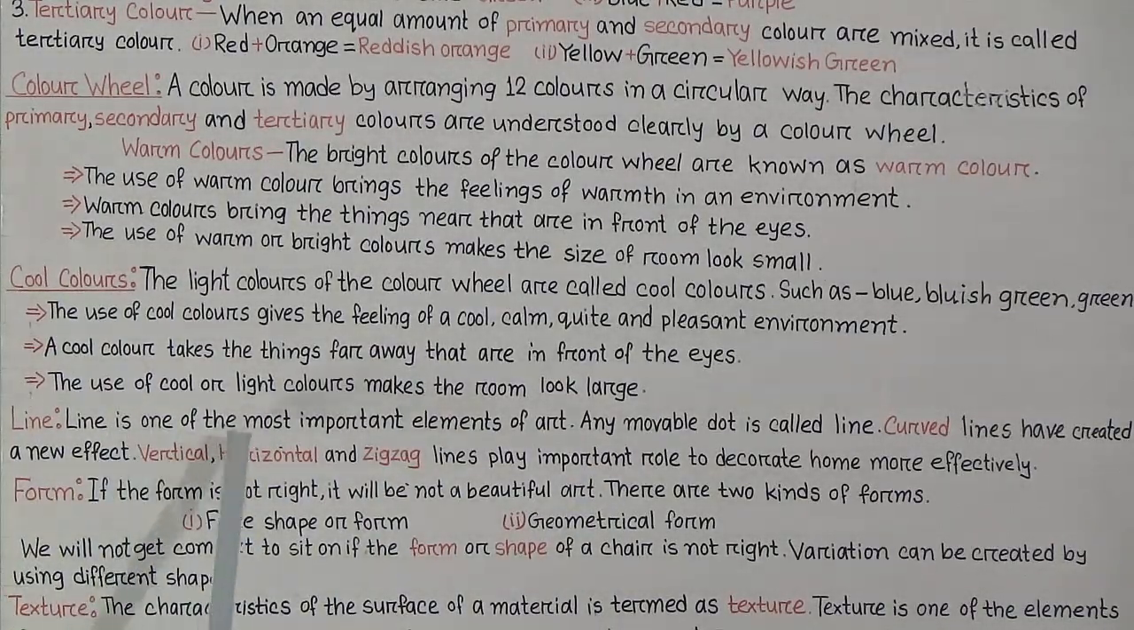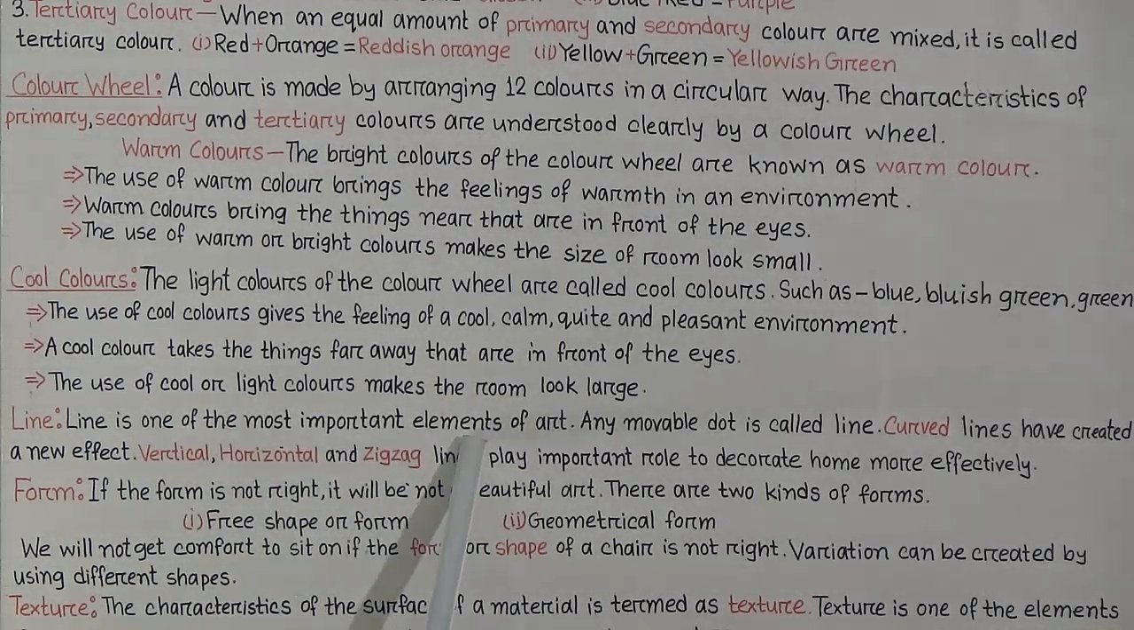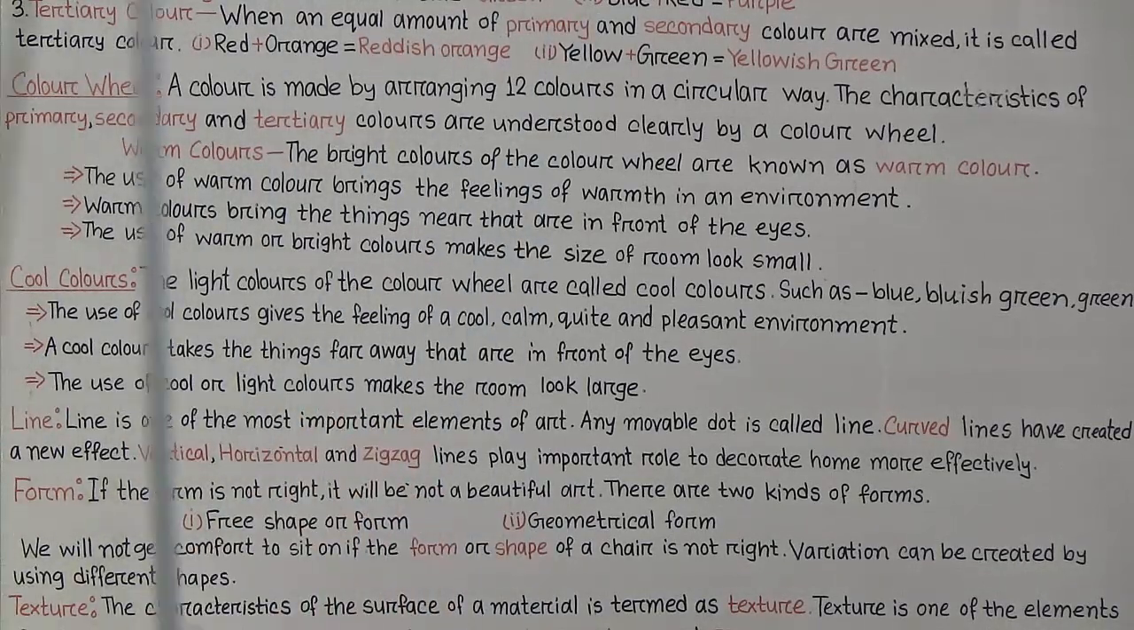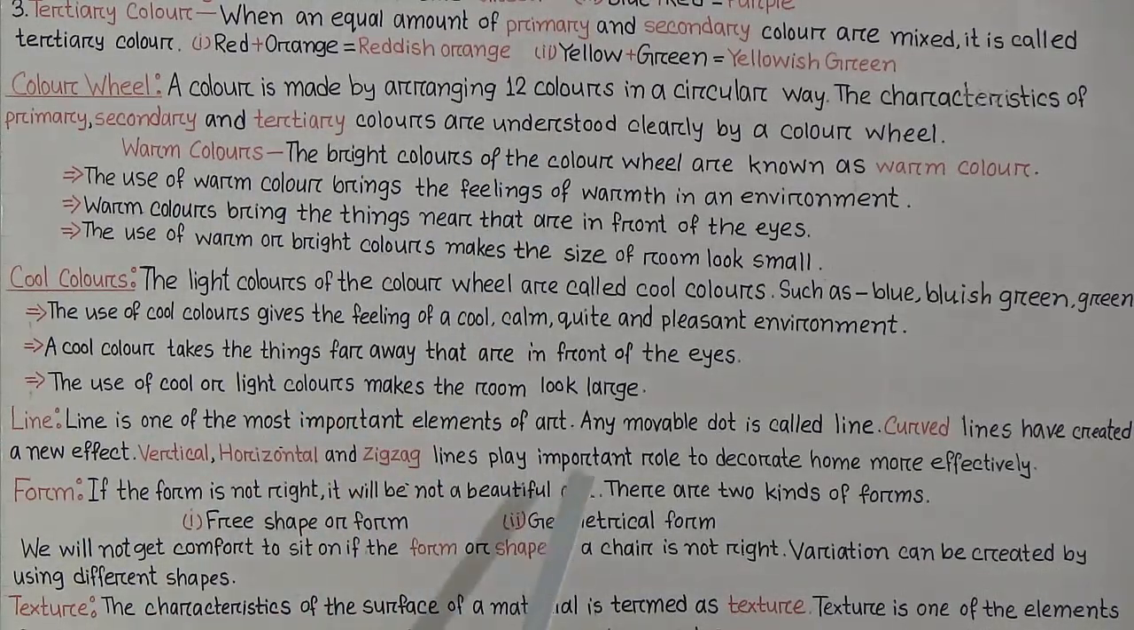Line is one of the most important elements of art. We learn about art, and our chapter is about art. So here we are saying that line is one of the most important elements of art. Any movable dot is called a line. Mark the line: any movable dot is called a line.